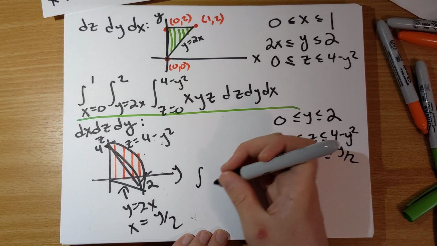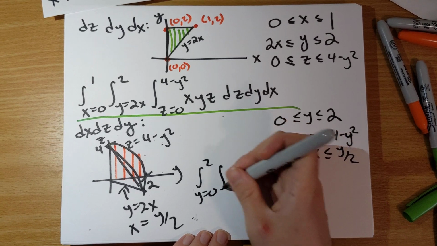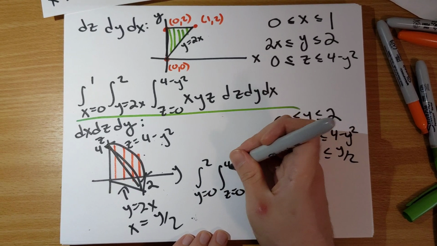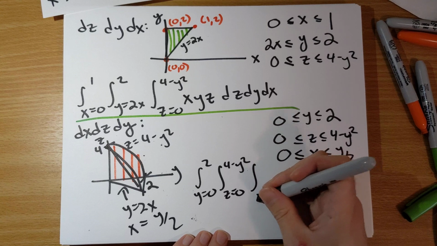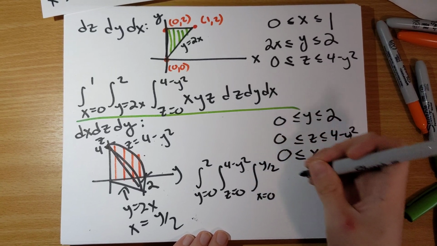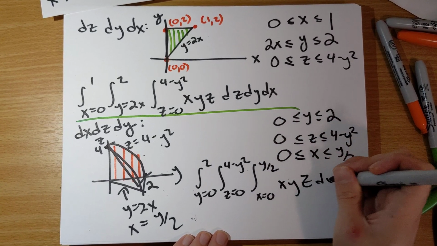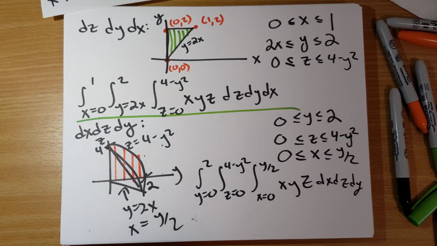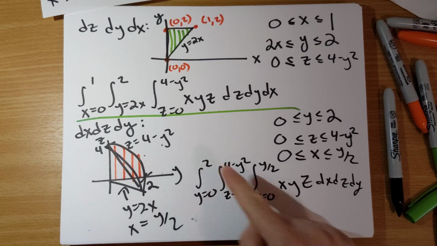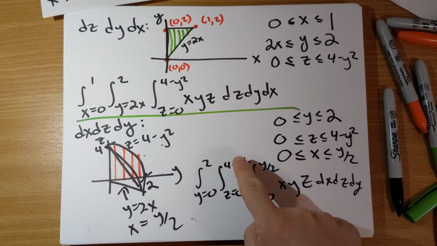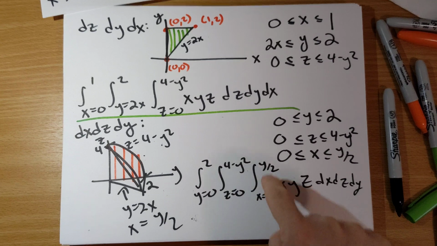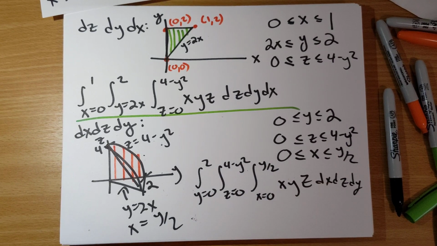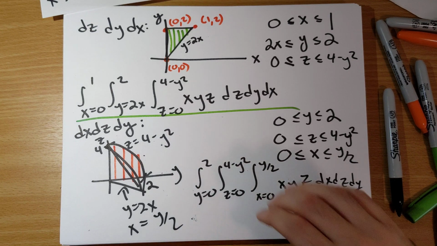So what do we have? Y runs from 0 to 2. Z runs from 0 to 4 minus y squared. X runs from 0 to y over 2. X, y, z, dx, dz, dy. Y bounds, outside bounds are constant. Z bounds can depend on y, but can't depend on x. X bounds can depend on these. Okay, so 2 down, 1 to go.